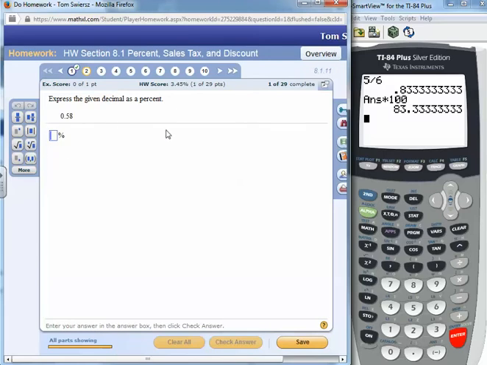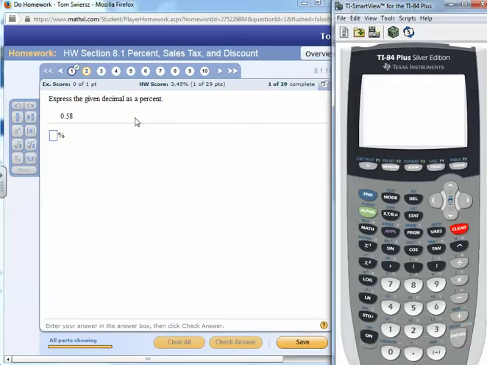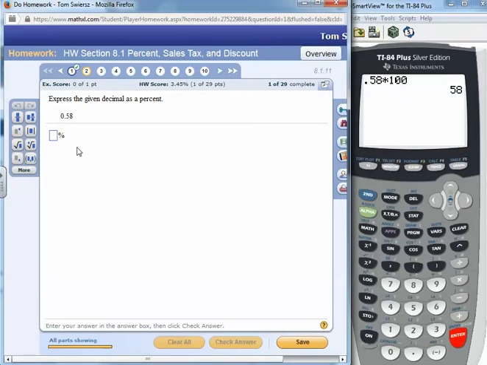All right, 0.58 as a percent. To move a decimal to a percent, you move it 2 places to the right. So move it over 1, 2, or you end up multiplying by 100. So 0.58 times 100 gives you 58%.